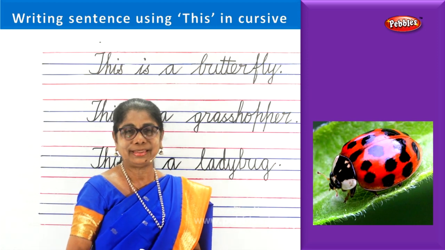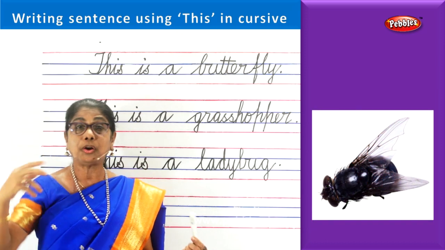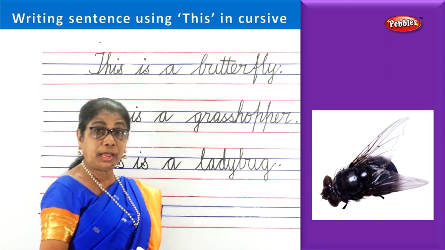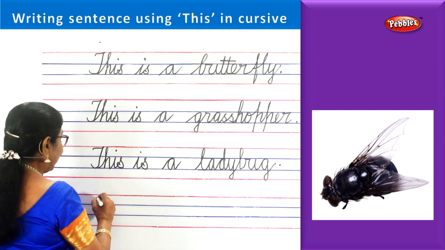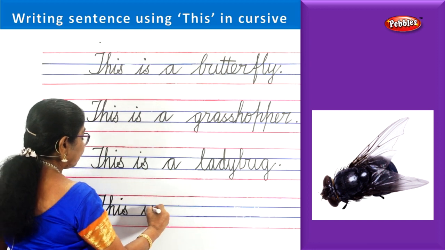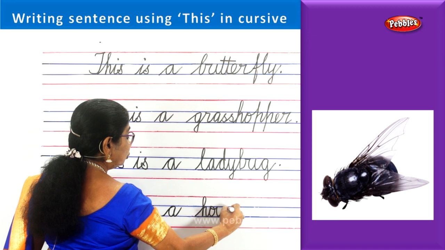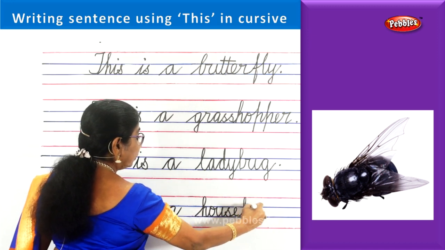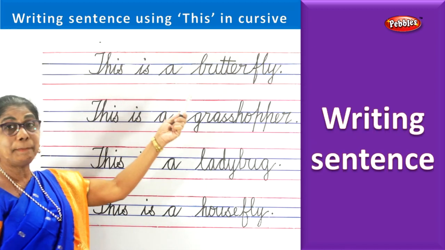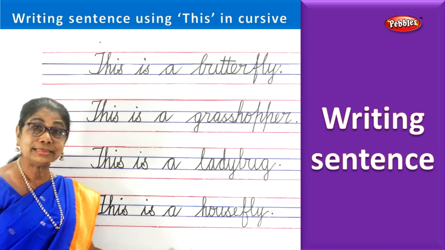This is a ladybug. Now, there is an insect that flies into your house, bringing you illness. You get fever, cough, cold. What is that naughty insect? Housefly. You should keep the housefly away from the house. So you will write, this is a housefly. This is a housefly. F L Y. Let's read the 4 sentences about insect. This is a butterfly. This is a grasshopper. This is a ladybug. And this is a housefly.